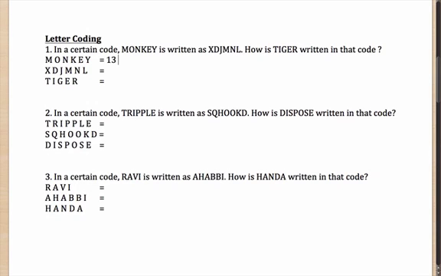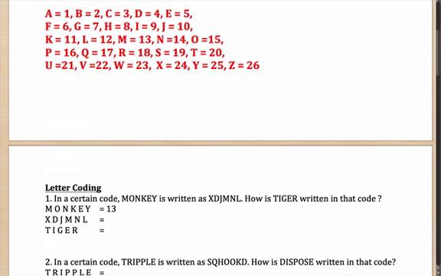Now, M I know is 13. How much is O? I'll have to keep referring back. So O is 15, N is 14, K is 11, E I can see from here is 5, and Y I know is 25. Very similarly, this XD thing, X is 24, D is 4, J is 10, M is 13, N is 14, and L is 12.